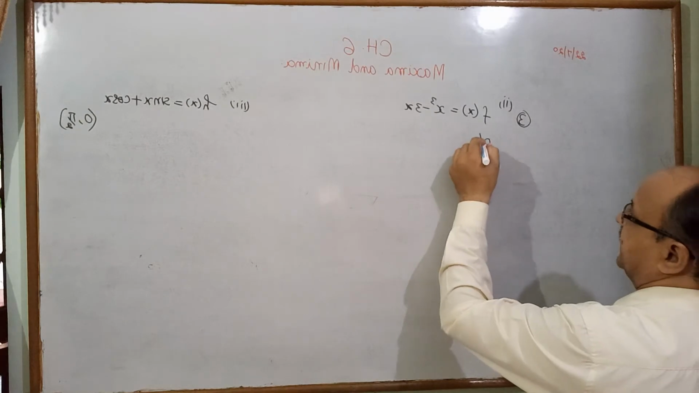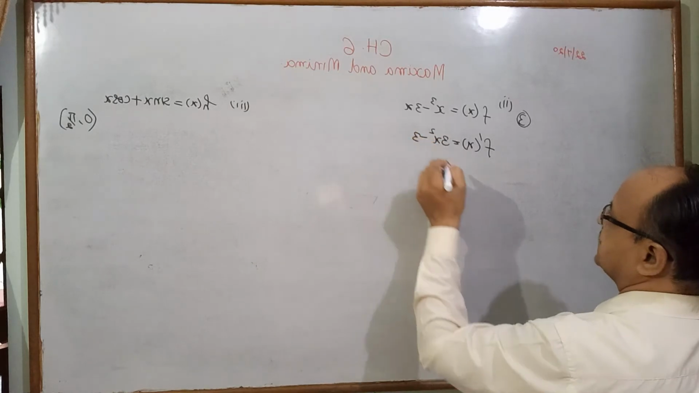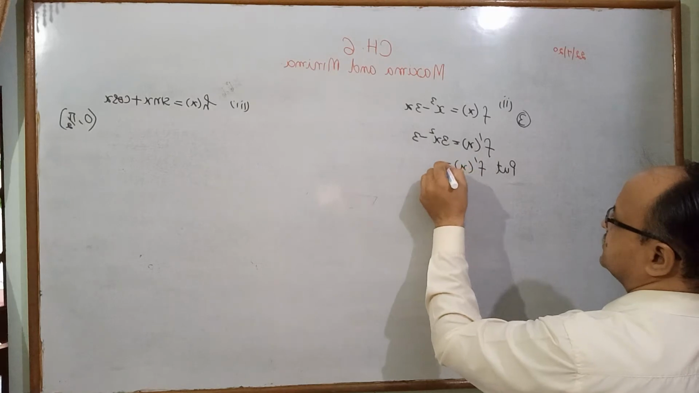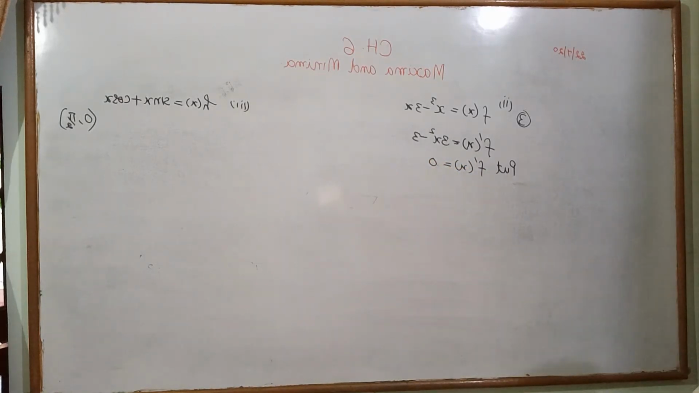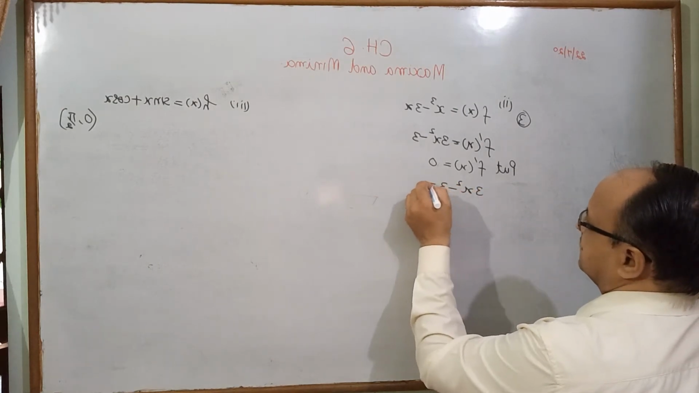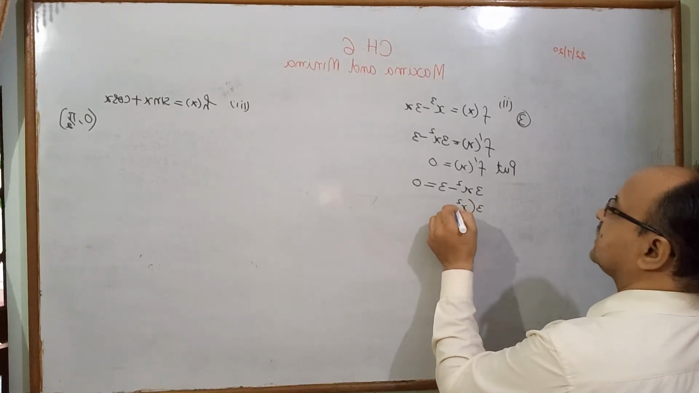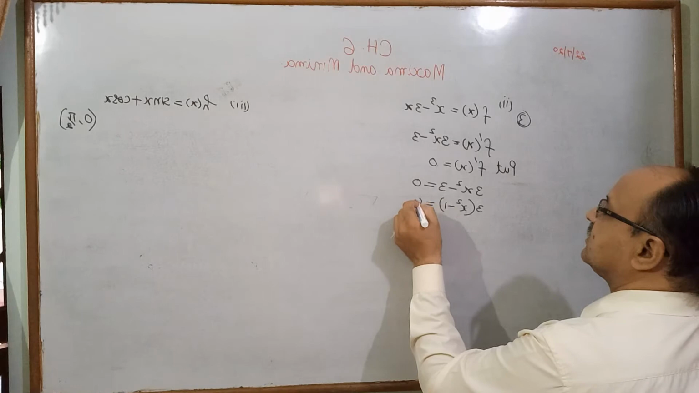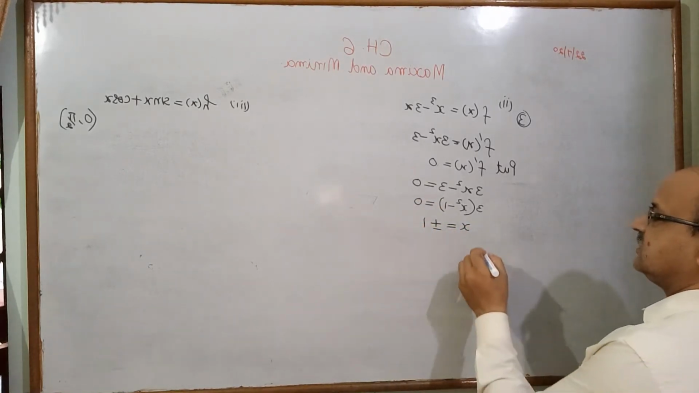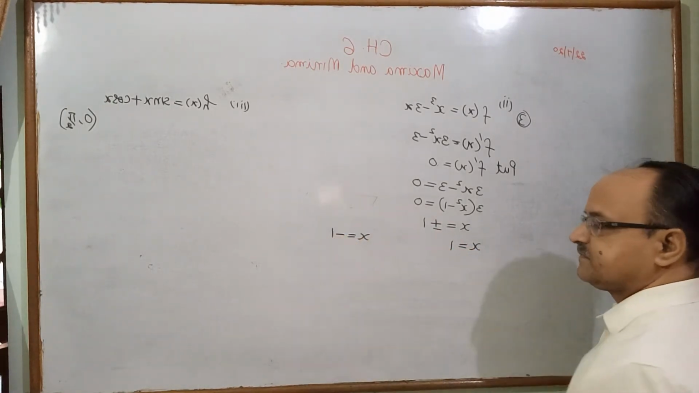Here find f dash x, that is 3x square minus 3. Put f dash x equal to 0. Therefore 3x square minus 3 is equal to 0. You can take 3 common. x square minus 1 is equal to 0. Therefore x is equal to plus or minus 1. There are two values, x is equal to 1 and x is equal to minus 1.